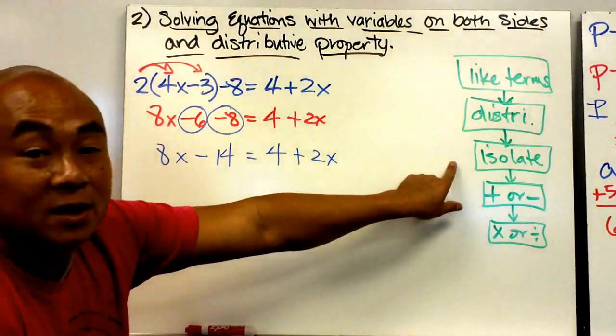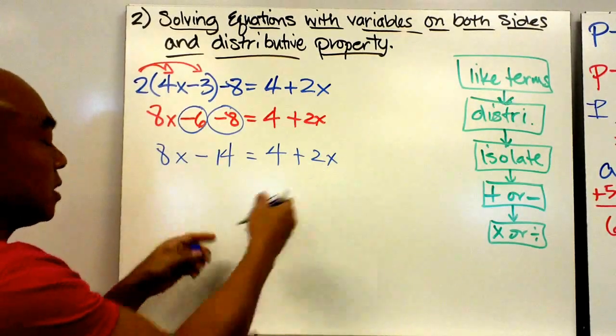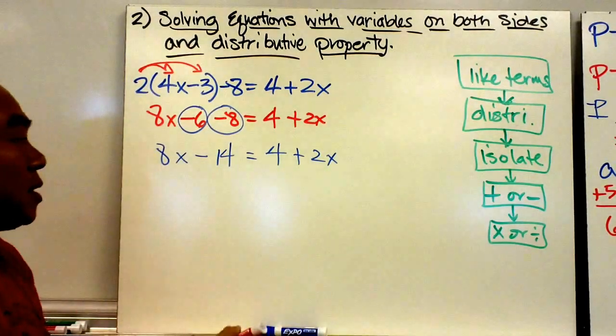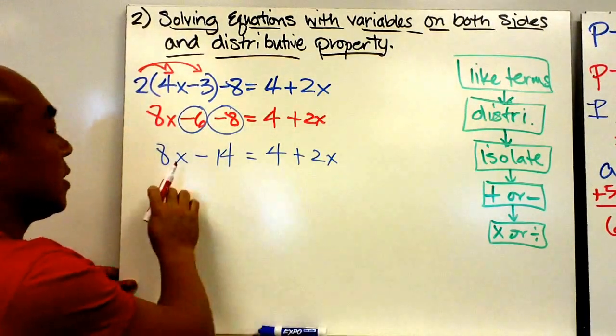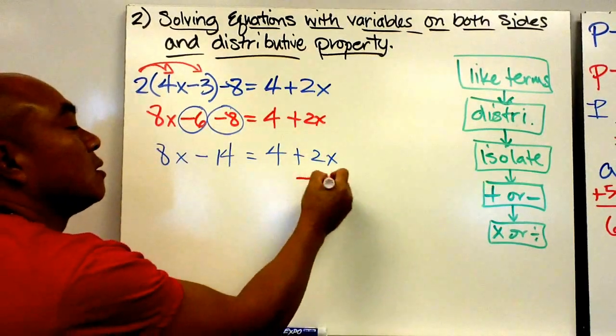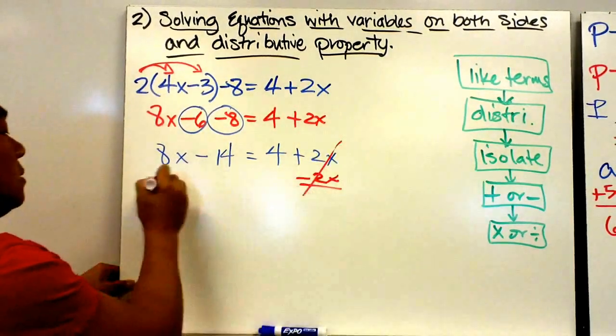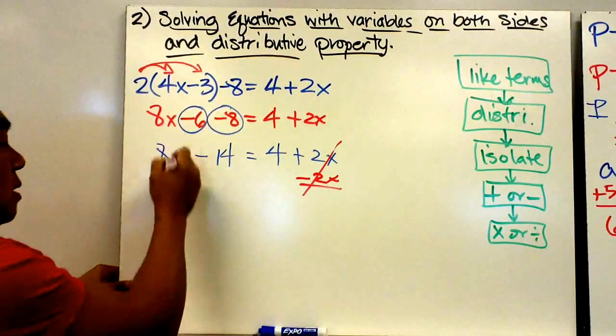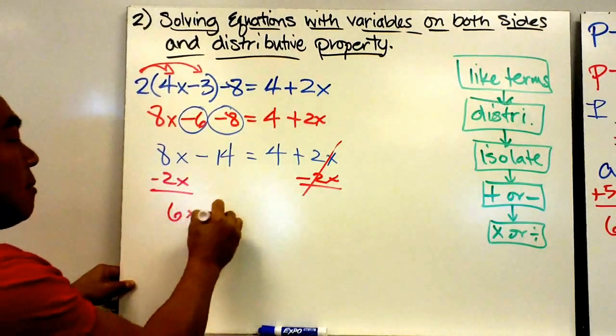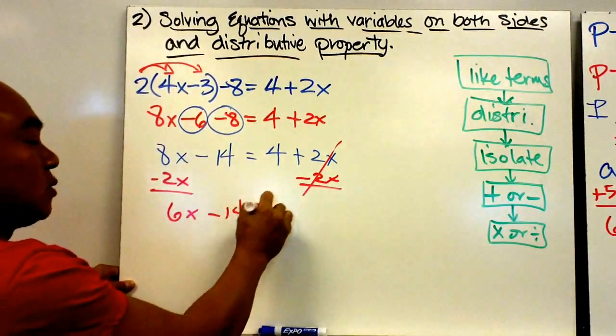Now, we can isolate our variable. I see these 2 right here. And again, I normally want to get rid of the smaller one. That way I can just go ahead and subtract it from here. So, that's gone. Subtract 2x. I now have 6x minus 14 is equal to 4.